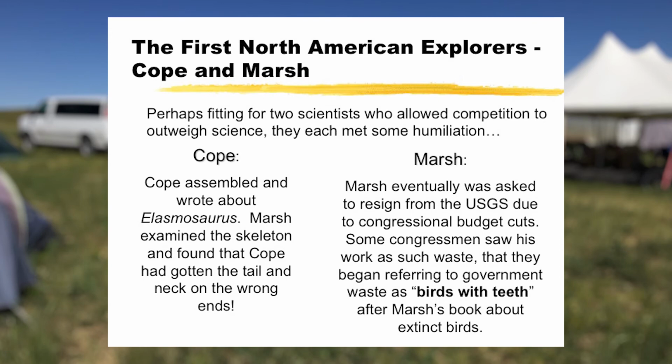Marsh was asked to resign from the U.S. Geological Survey due to congressional budget cuts. Some congressmen saw his work as such a waste, they began referring to government waste as birds without teeth after Marsh's book on extinct birds. So they both had their degrees of humility.